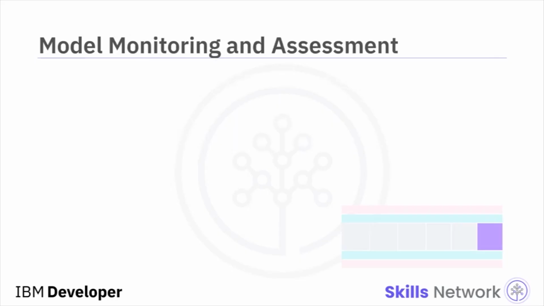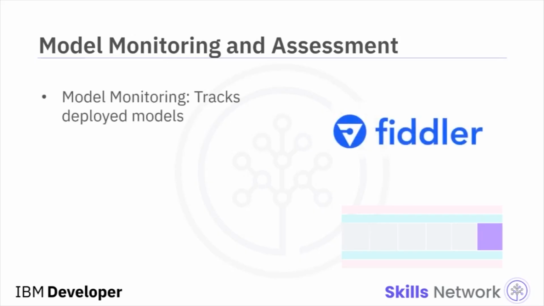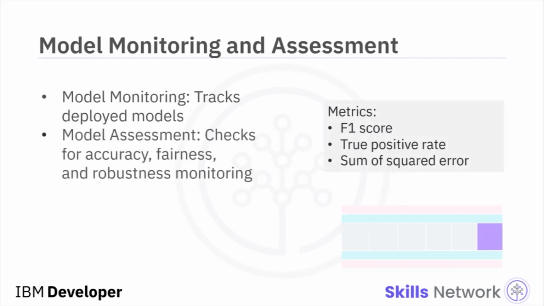Now, model monitoring and assessment run continuous quality checks to ensure a model's accuracy, fairness, and robustness. Model monitoring uses tools like Fiddler to track the performance of deployed models in a production environment. Model assessment uses evaluation metrics like the F1 score, true positive rate, or the sum of squared error to understand a model's performance.